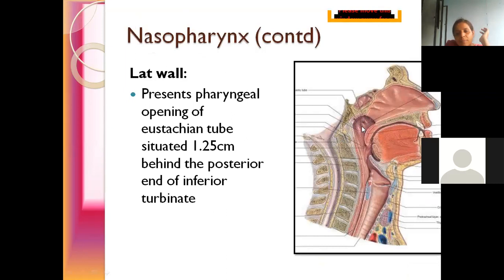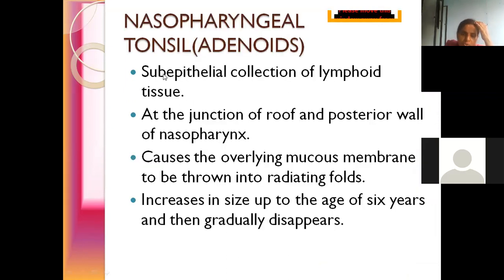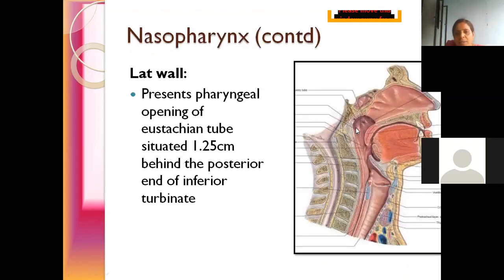Tubal tonsil. Above the eustachian tube opening, we have one lymphoid tissue. You call it the tubal tonsil. Along with the nasopharynx area, if you remember Waldeyer's lymphatic ring, yesterday's picture, in the middle I have shown you the nasopharyngeal tonsil, tubal tonsil, palatine tonsil, lingual tonsil, isn't it?